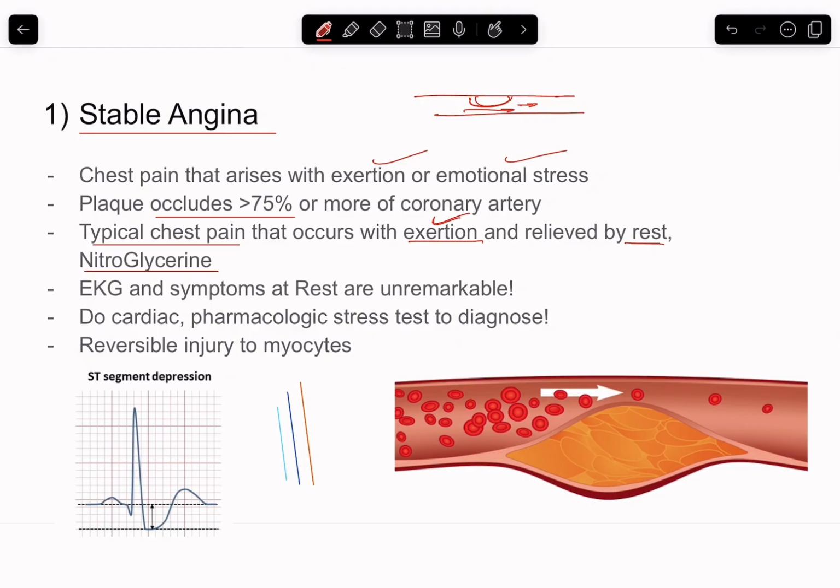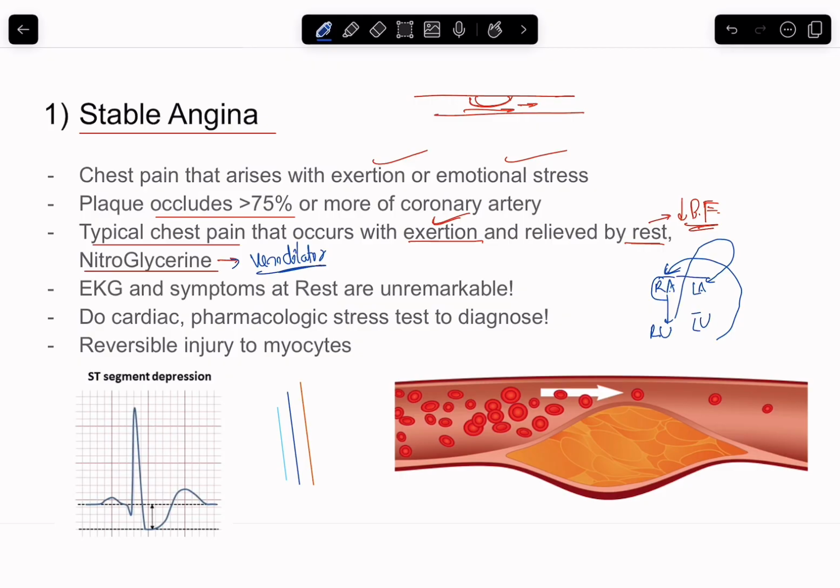This is relieved by rest. So obviously if you rest, your heart muscle will demand less blood flow. And nitroglycerin. So nitroglycerin is a drug which is a venodilator. So whenever the patient takes nitroglycerin, his or her veins will start to dilate. When the veins dilate, as we all know, the veins eventually drain into your right atrium, right? And then from right atrium to right ventricle, then right ventricle via your pulmonary tract to your left atrium and your left ventricle.